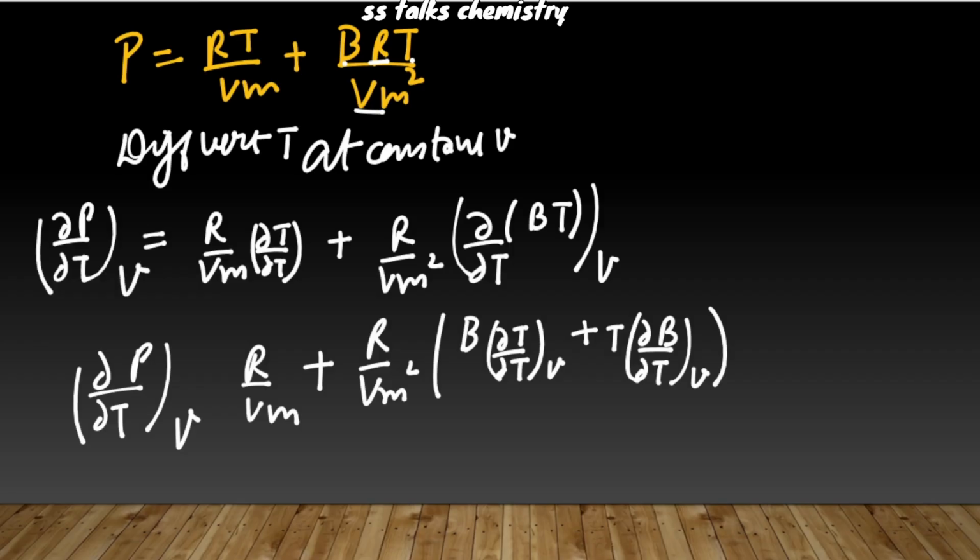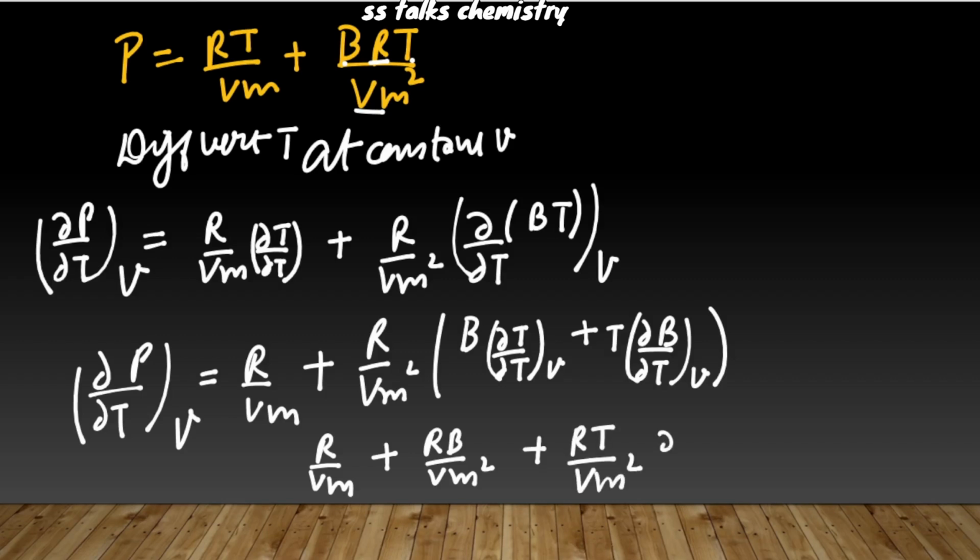If you want to open it, you can do that. It will be R upon Vm plus RB upon Vm square times ∂T/∂T, which is unity only, plus RT upon Vm square into (∂B/∂T) at constant volume. So this is the expression that we are getting.